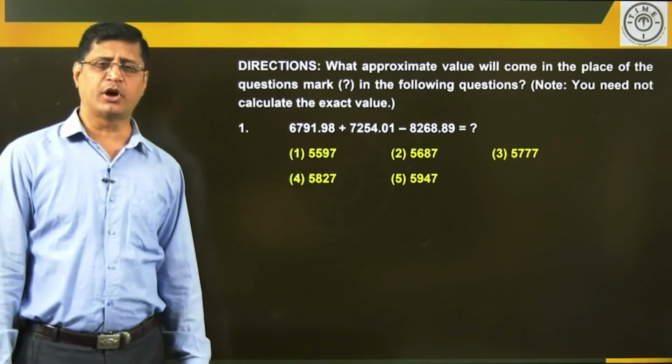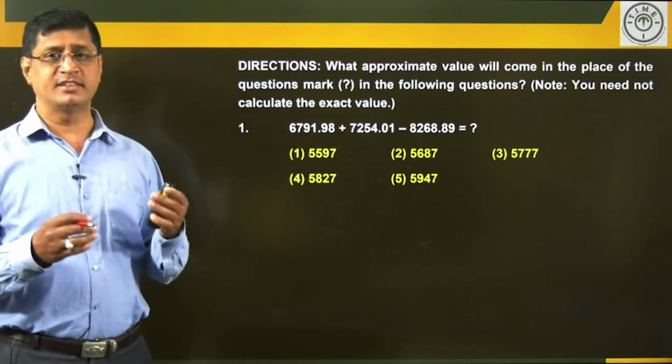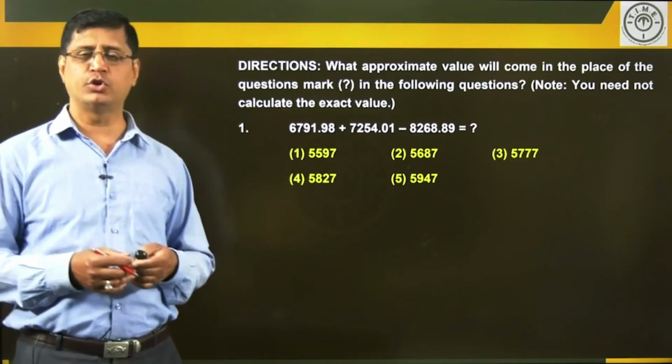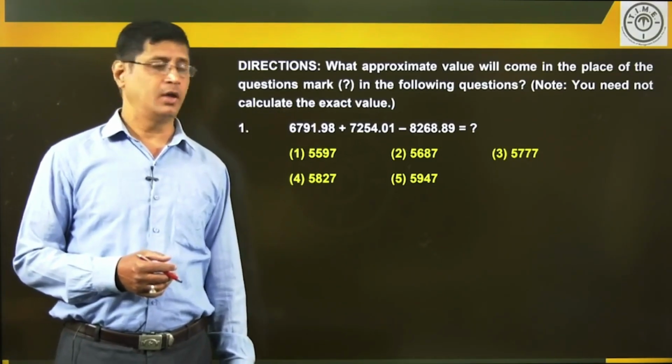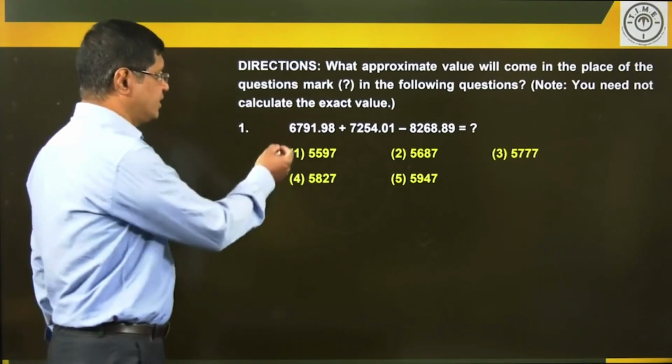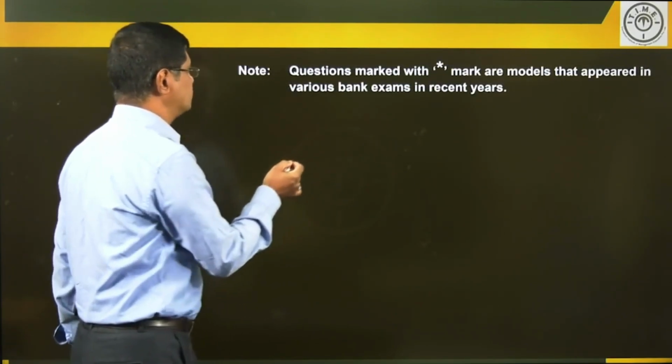Dear students, this is approximation. Approximation means closest value, nearest value, and it's easy to simplify. Those values we need to consider in order to simplify the question given. Okay, now look at this one. What is given here? 6791.98. What is the approximate value?